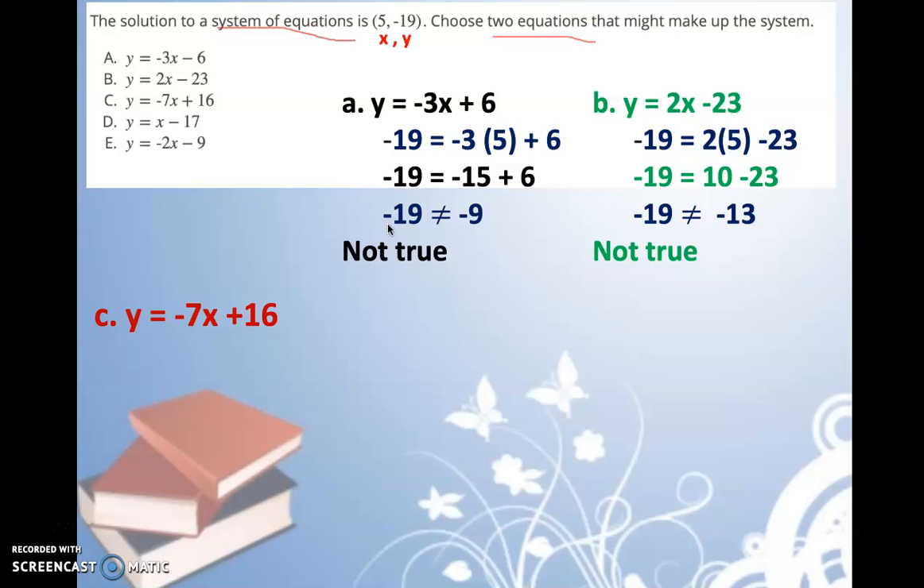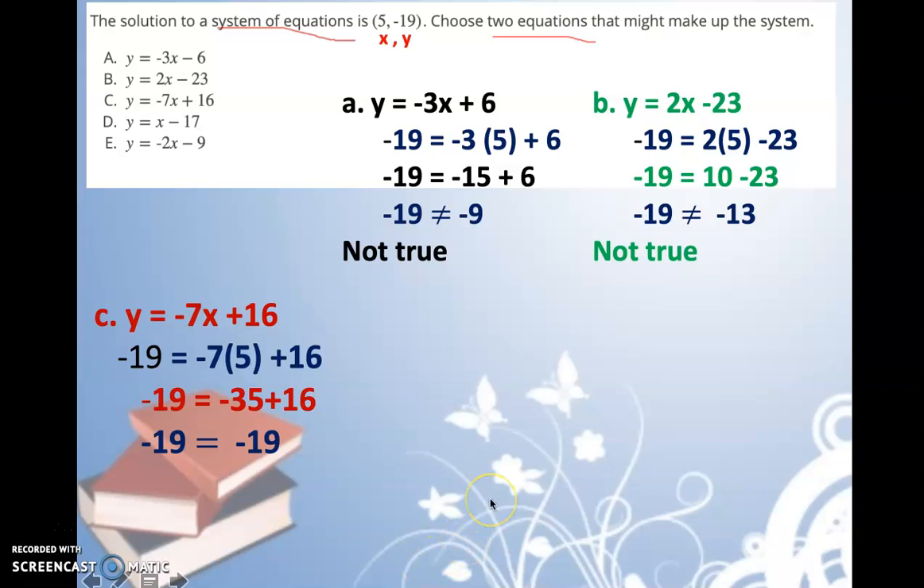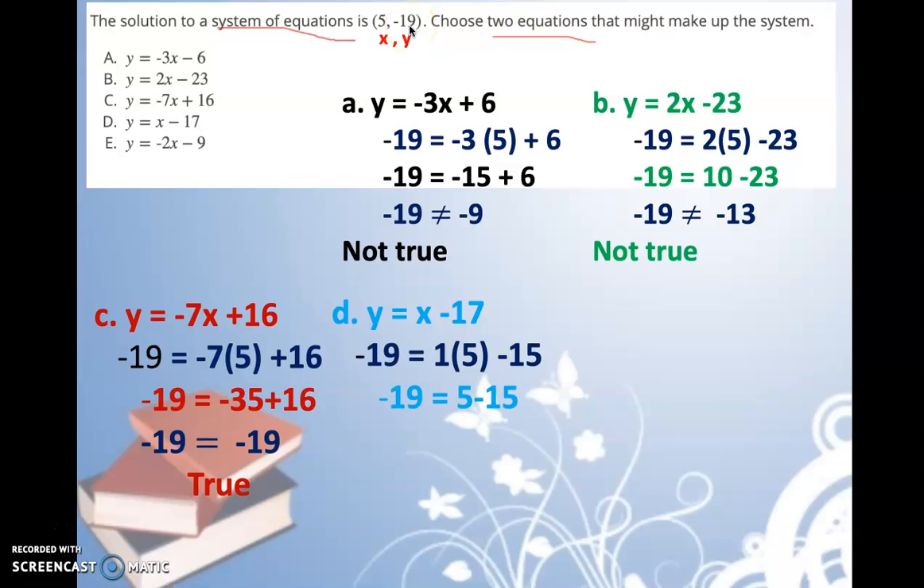C, here's the equation for C. When I plug in my x and y, I simplify. Negative 7 times 5 right here will give me negative 35. When I have positive 16, that will equal negative 19. This comes out true because negative 19 is equal to negative 19. D, I'm going to take this equation D, y equals x minus 17. And again, I'm plugging 5 where I see x and negative 19 where I see y. And I simplify in order. When I get 5 minus 15, I'm going to get negative 10. It is not equal to negative 19, so it's not true.